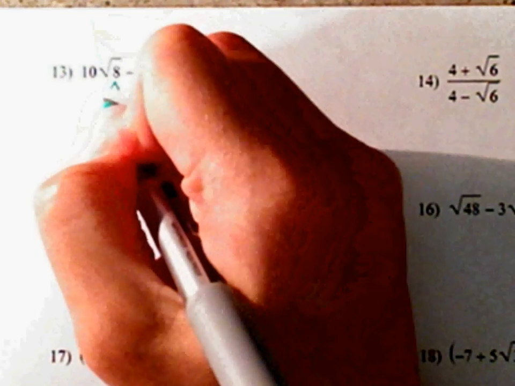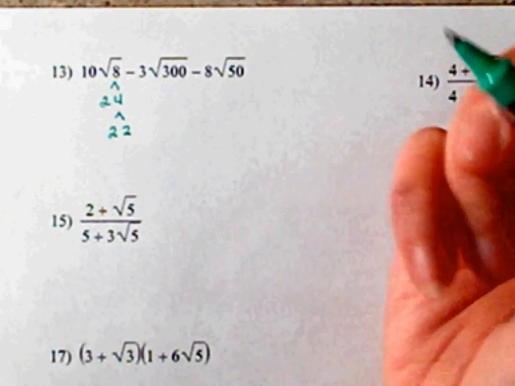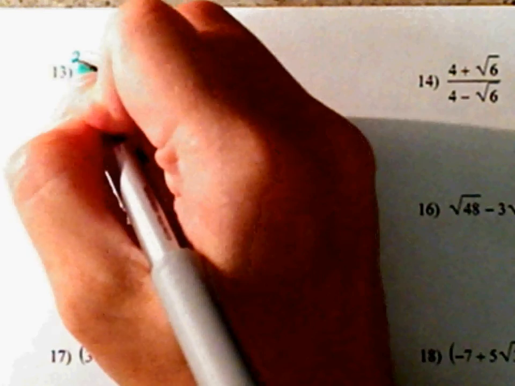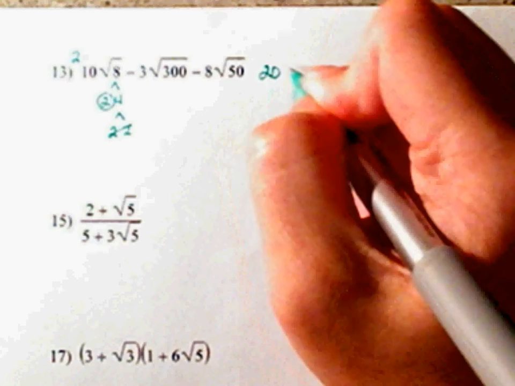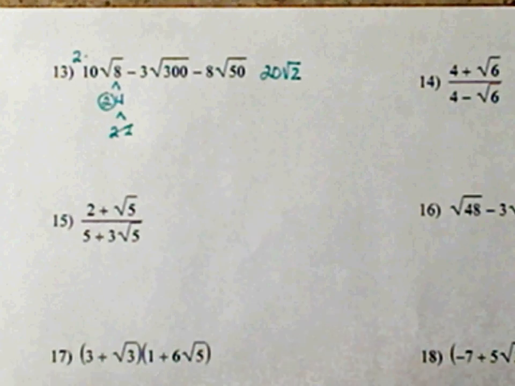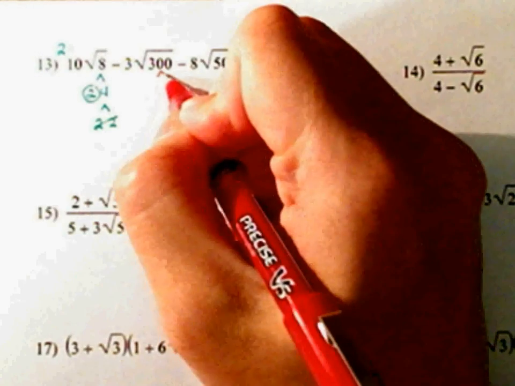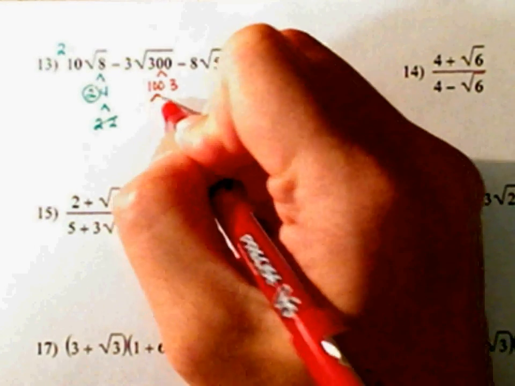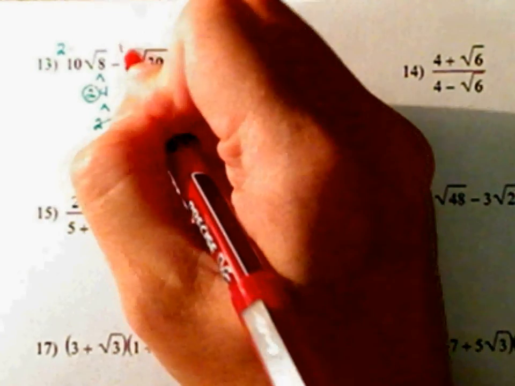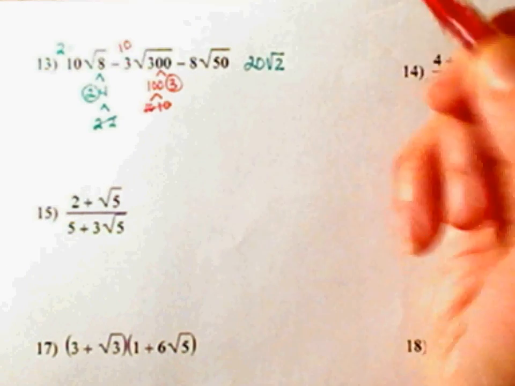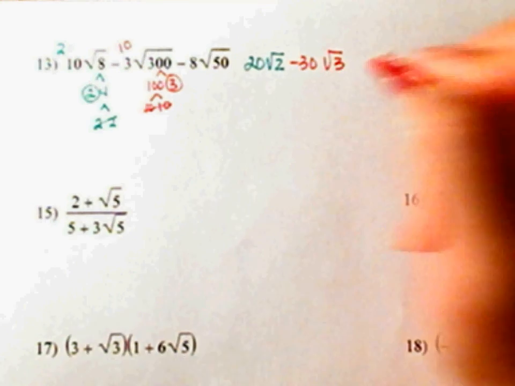Factors of 8, 2 and 4. Factors of 4, 2 and 2. Okay? You got 2 of a kind right there. Bring that out with 2 left over. So 2 times 10 is 20 with 2 left over. Second term, factors of 300 is 100 and 3. Factors of 100 is 10 and 10. 2 of a kind, bring that 10 out with 3 left over. 10 times negative 3 is negative 30, square roots of 3.